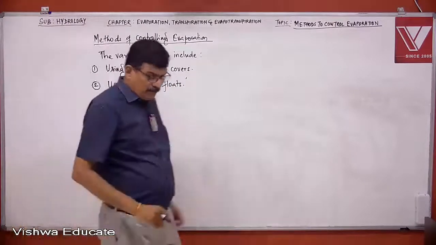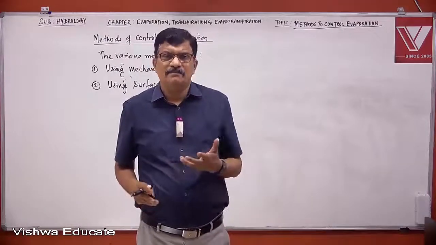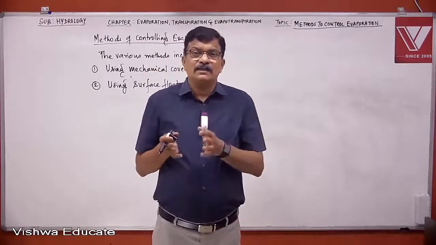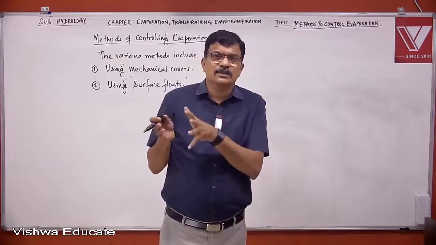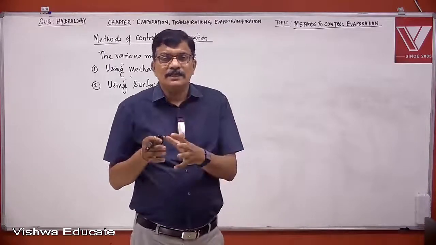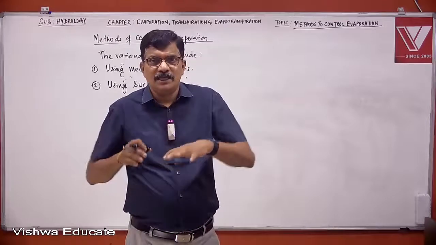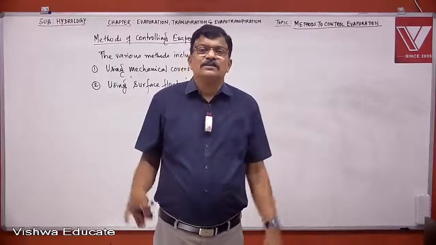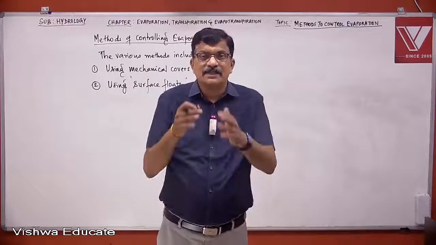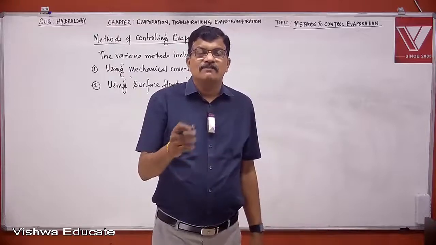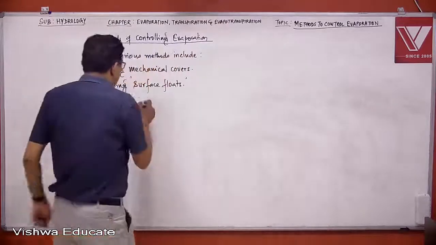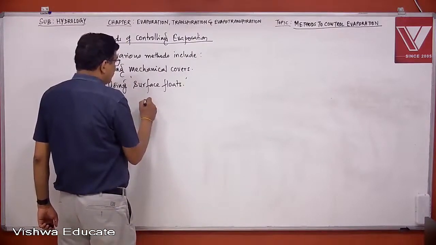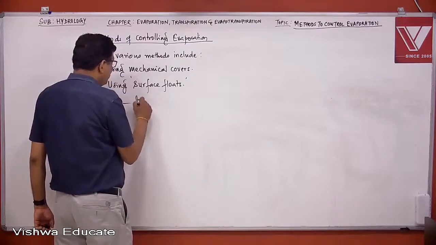Surface floats means we use a lighter material and put it on the surface. When we say lighter, it floats on water. So we select those materials which are lighter than water so that they float, and when they float, they cover the surface of the water, thus reducing the evaporation, thus controlling the evaporation. These surface floats can be lightweight bricks.